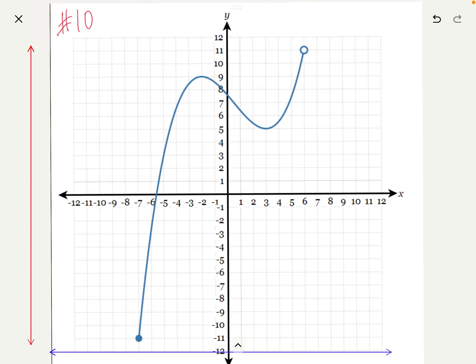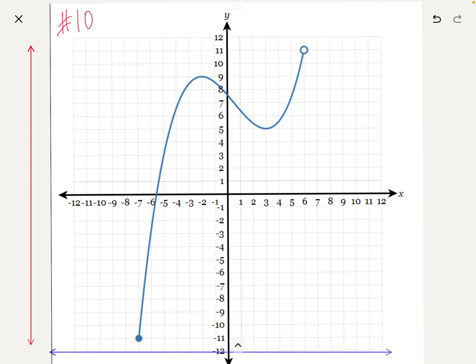Hey, I wanted to go over how to find the domain and range of a function when you're given a graph. And the idea that I'm going to use is vertical and horizontal lines. So you're going to need a ruler in order to follow along with me.